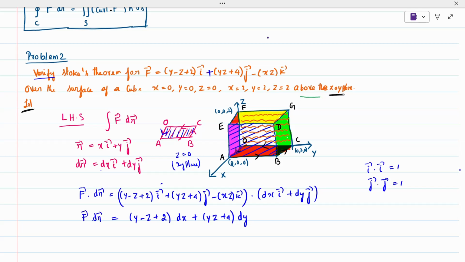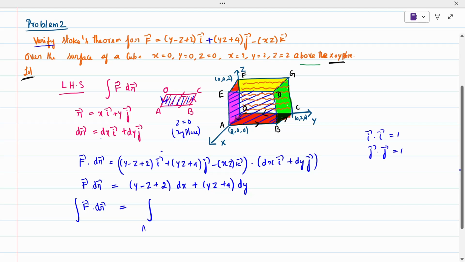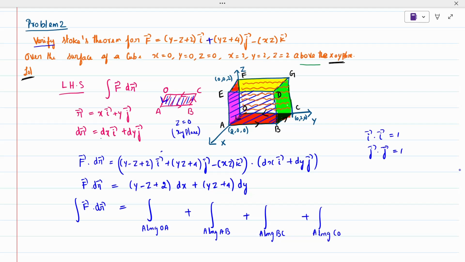We have to do the line integral for all the cases. So the integral of F · dr equals the integral along OA plus the integral along AB plus the integral along BC plus the integral along CO. So when I add all four regions, I will get my line integral of F · dr.